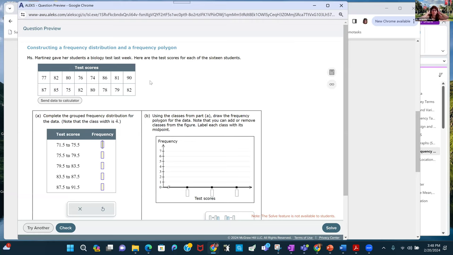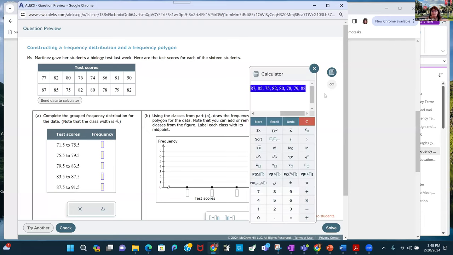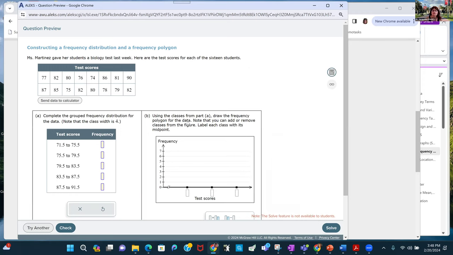I think we start out maybe just with cumulative frequency polygons. Ms. Martinez gave her students a biology test. Here are the test scores. Complete the grouped frequency distribution. First, you can send the data to the calculator, sort it, and give the frequencies for each class. Then, using the classes, draw the frequency polygon. For a frequency polygon, we're going to plot the midpoint and then the frequency.